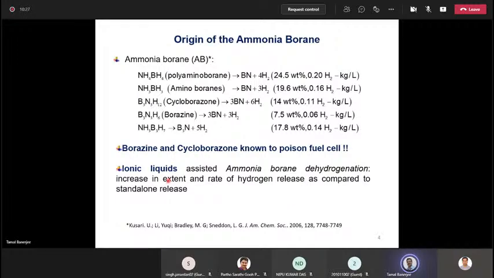Okay, so what they will do, they will stabilize the reactive intermediate. So it will increase the extent and rate of hydrogen release as compared to release with a single component. Instead of solid state release, we are doing it in the presence of solvent. So here the solvent is used both as a catalyst as well as a solvent.